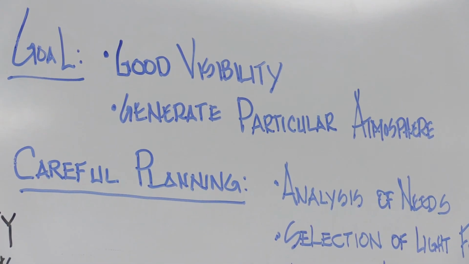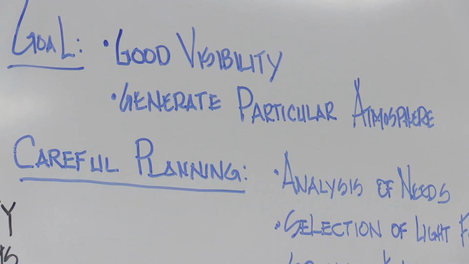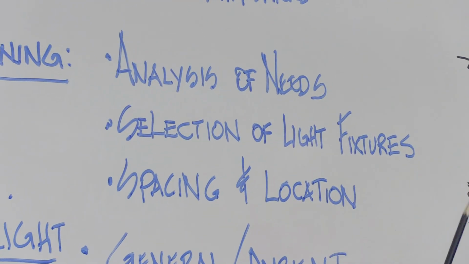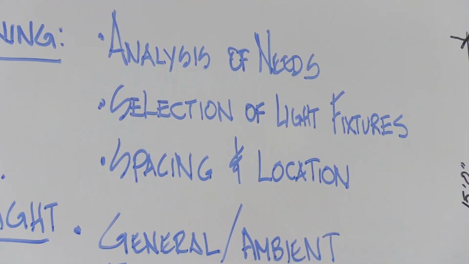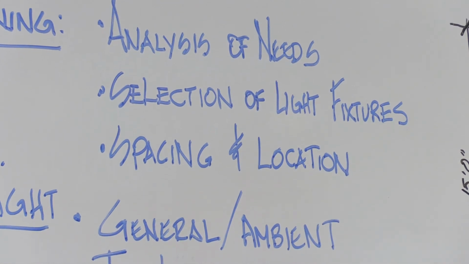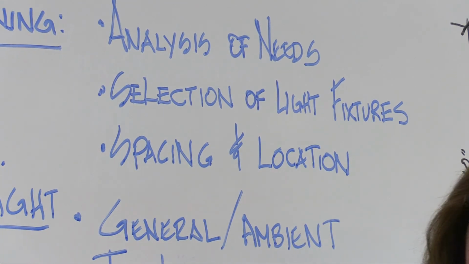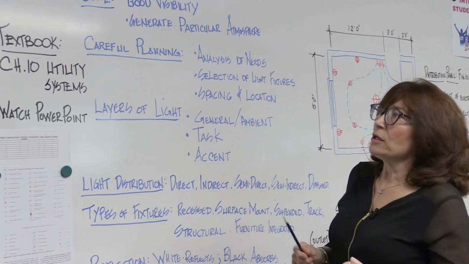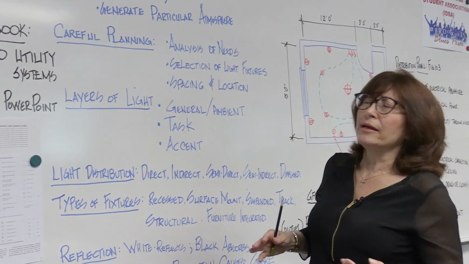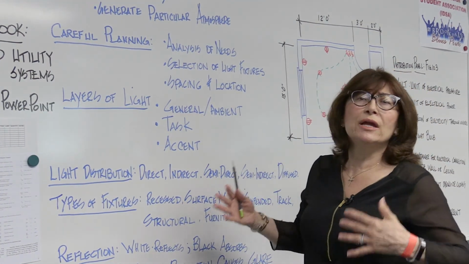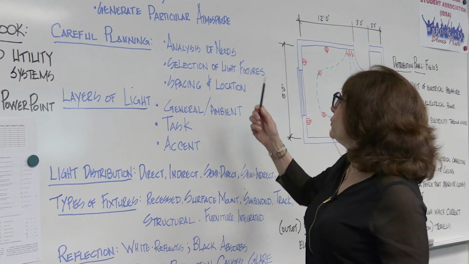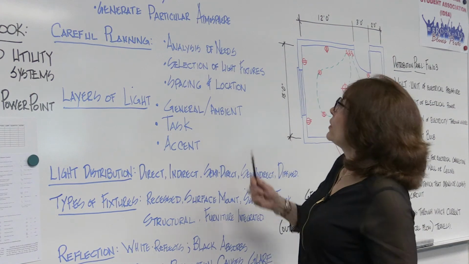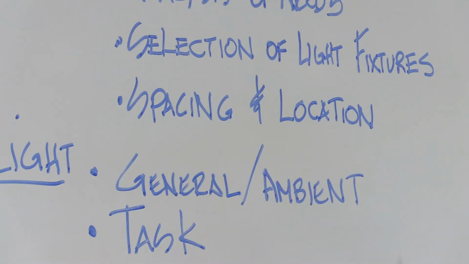In order to do that, you have to have careful planning. You're going to do an analysis of needs of your client. You're going to select light fixtures. And when you're selecting your light fixtures, I did put a list of manufacturers in the PowerPoint that you're going to be watching, which includes Cooper and Tech Lighting and WAC Lighting, Halo, Lightolier, a lot of different companies where you can get specifications on light fixtures. You're also going to be thinking about spacing and location.